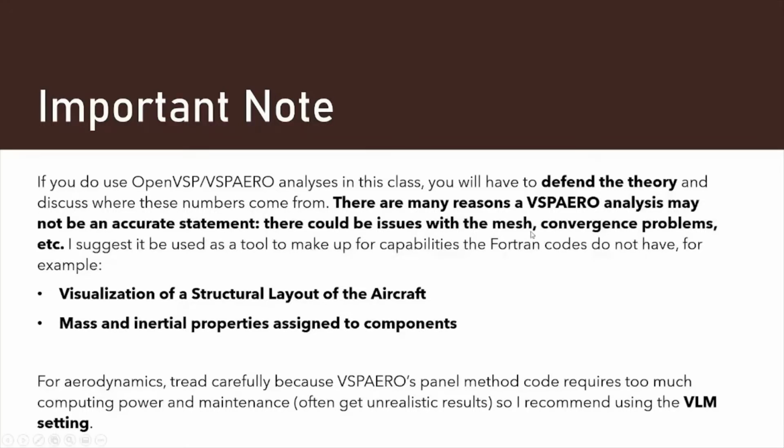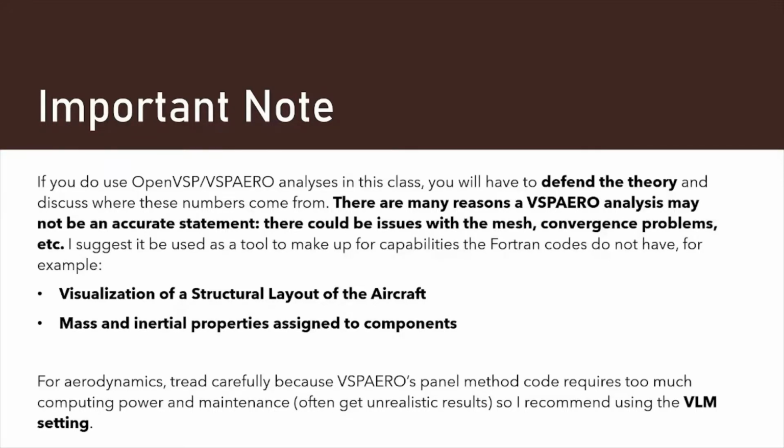There are many reasons that a VSPAERO analysis may not be accurate. There could be issues with the mesh, because there is a mesh that auto-generates. There could be convergence problems, and so on. So I suggest it more as a tool to make up for capabilities the Fortran codes do not have, instead of something you compare the Fortran codes against. You should compare your results from VSPAERO with what you get from Fortran codes, and they should be in some agreement. But I also think this tool could mainly be used for visualization of the structural layout of the aircraft, and also mass and inertial properties assigned to the components. But for aerodynamics, this comes from the heart here.